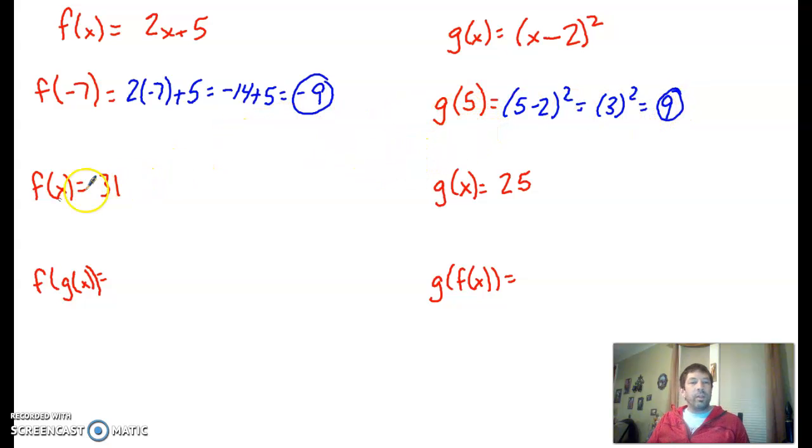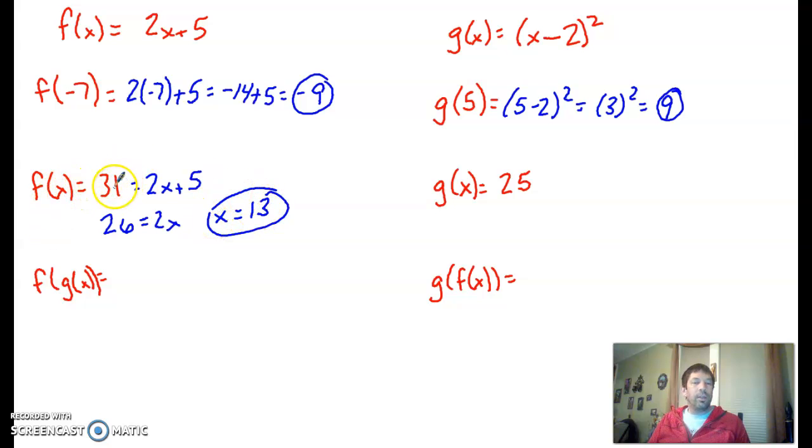Another type of problem would be if we said f of x equals 31. Now we're saying our function is 31, and what we want to know is what's x. So we take this 31 and set it equal to 2x plus 5, so that we can solve for x. We start by subtracting the 5 over, and we get 26 equals 2x. Then we divide both sides by 2, and we get that x equals 13. So when x is 13, our function is at 31. And you could double check that by plugging 13 back in for x.